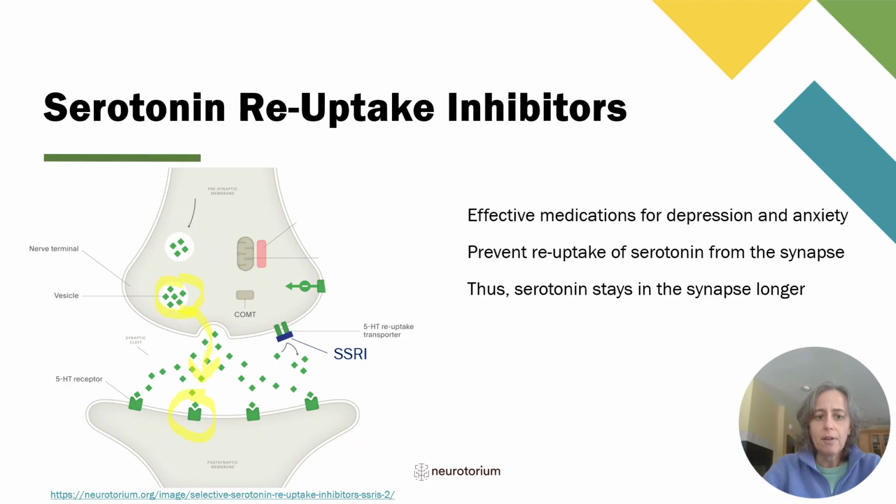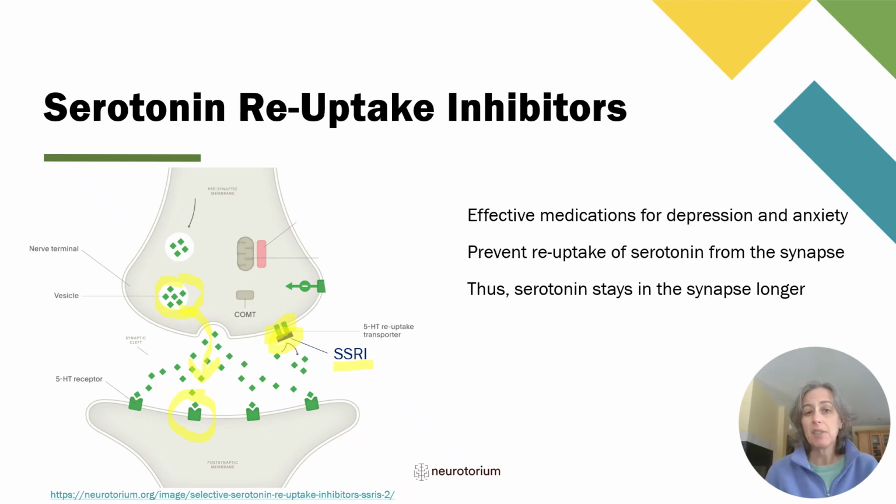Normally, we have a reuptake, right? We have a pump that normally pumps it back up into the cell so that serotonin doesn't stay in the synapse very long. But what these medicines, these SSRIs, do is they basically block. This blue bar is supposed to be blocking that reuptake transporter. It blocks that from happening, and so serotonin is staying in the synapse longer.